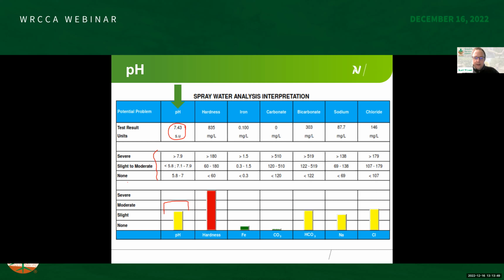Here on my example, I have a slight to moderate risk of pH interacting with my ag chemistry. So we'll come back to this water sample when we talk about hardness and bicarbonate. But you can see every water we have, whether it's the irrigation water or spray water, has a different set of properties. And that's why taking that water sample is so important. So you're not assuming anything, you're actually dialing in that issue and solving the problem.